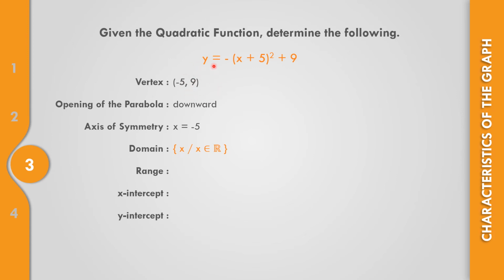So the value of k is equal to 9. So y is less than or equal to 9, or y such that y is less than or equal to 9. How about the x-intercept? So let us solve for the x-intercept.